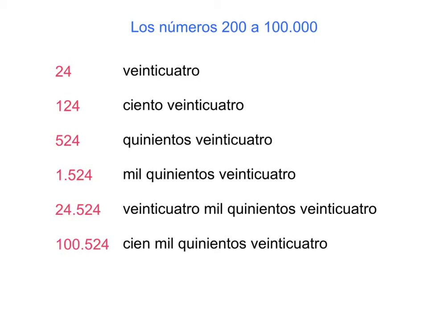So, as you hopefully guessed here, all you have to say is how many thousands you have. And we have 100,000. So it would be 100,000. Again, 100 for 100 and 1000 for 1,000. 100,524. Okay, so hopefully you've recognized the pattern here.